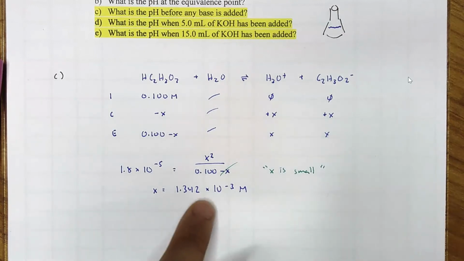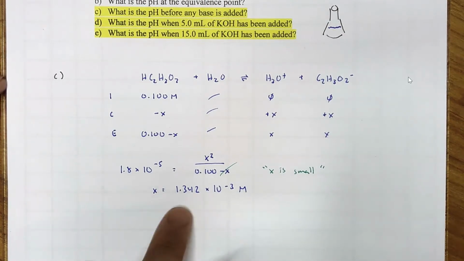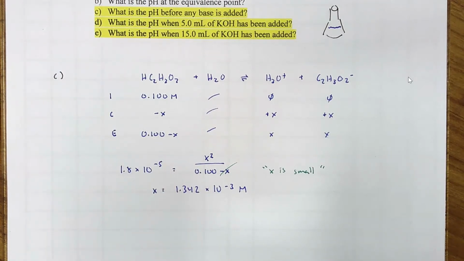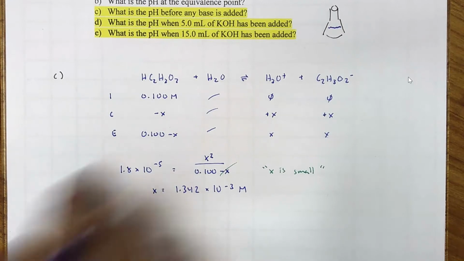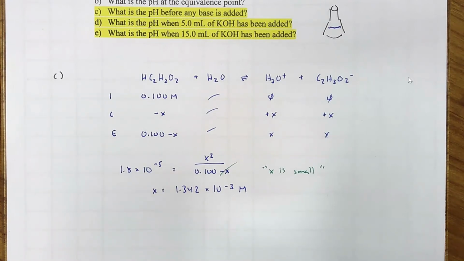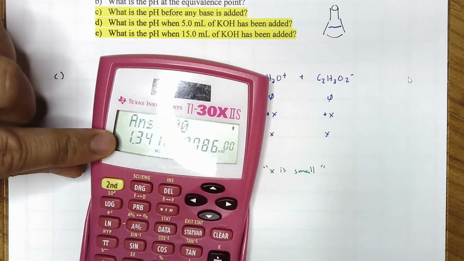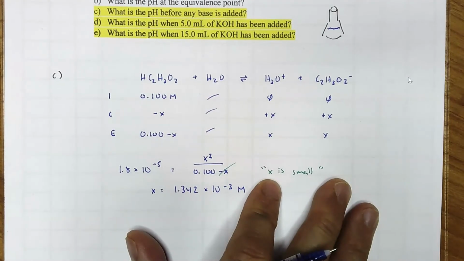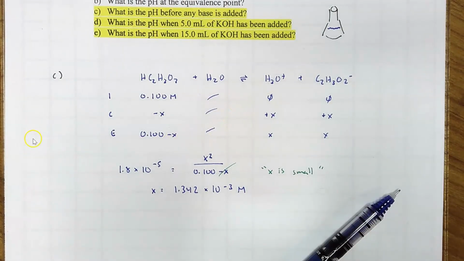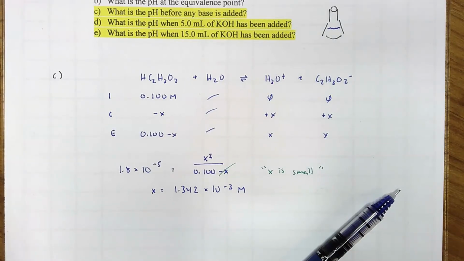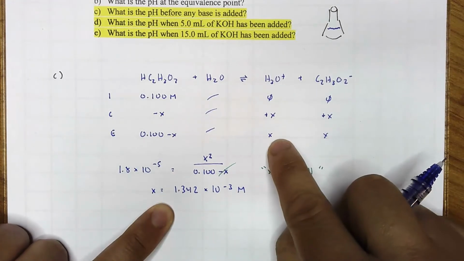To figure out if the x is small approximation is valid, that number has to be 5% or less than this number. So I'm going to divide that number by the initial concentration, 0.100, times 100%, and it's 1.34% of the original amount. Okay, is this thing auto-focusing again? Oh, it is. That is the concentration of H3O+.